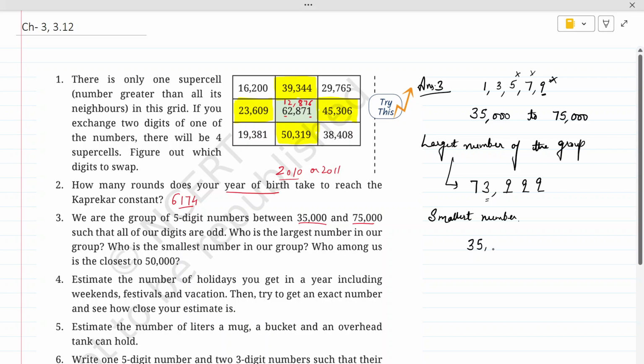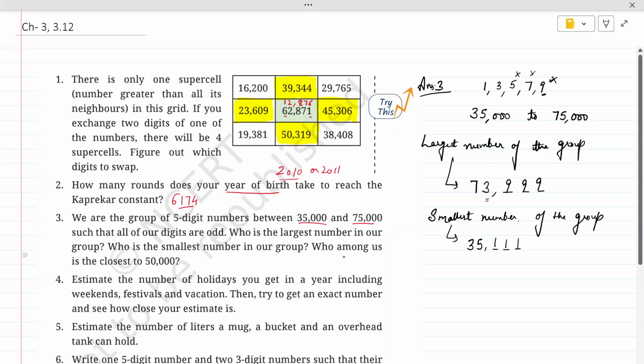And again, I have to fill in these numbers using these odd numbers such that it should make the smallest number of the group. So I will fill it with 1. So 35,111 is the smallest number of the group. Okay, I hope this is also clear.